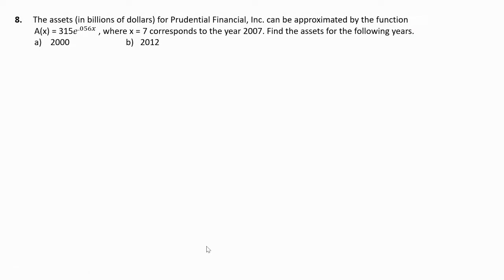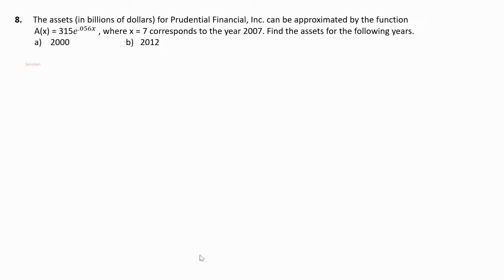Now this is number 8. This is how you use an exponential function in real life. The assets in billions of dollars for the Prudential Financial Incorporated can be approximated by the function A of x equals 315 e to the 0.056x, where x equals 7 corresponds to the year 2007. Find the assets for the following years.